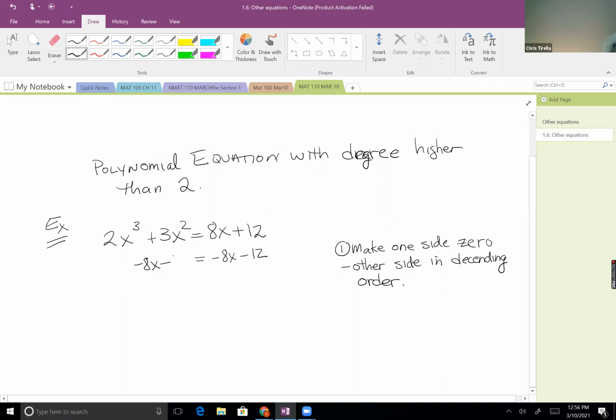And is everybody all right if I multitask and do them both at the same time? I'll do the hard side. 8x minus 8x is 0. 12 minus 12 is 0. That side's 0. Woohoo, we did what we wanted. Now on the other side, does everybody notice there are 4 terms here and none of them are like? So I can't combine any. And that leaves me with 2x cubed plus 3x squared minus 8x minus 12 equals 0.